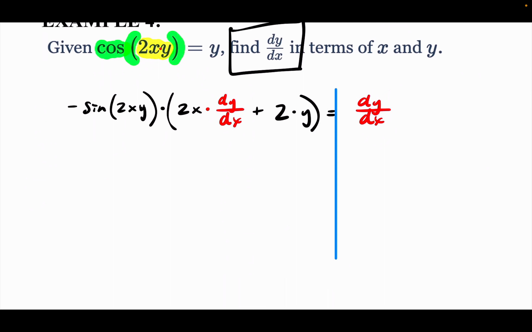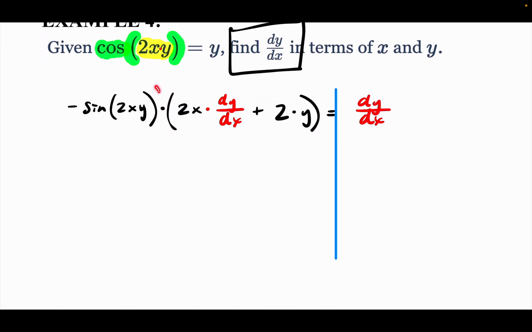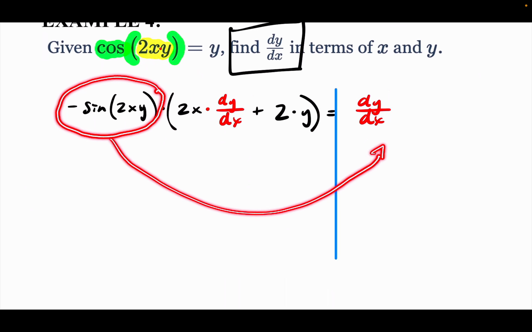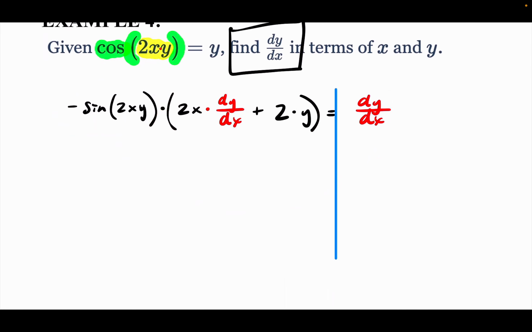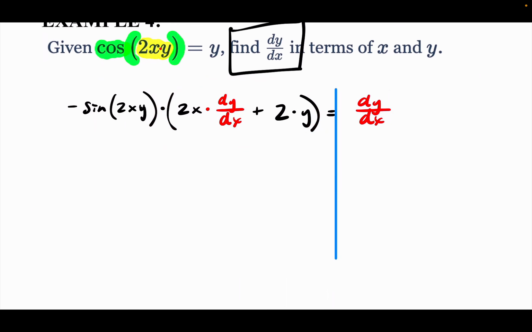Okay, so on this side here, it's important to know what's going on. You have this times this. Well, this guy here doesn't have a dy dx. So to move it over here, what do I have to do? Add, subtract, multiply, or divide? Subtract? No, since it's being multiplied, right? This guy right here is being multiplied with this guy over here. Divide, yeah.